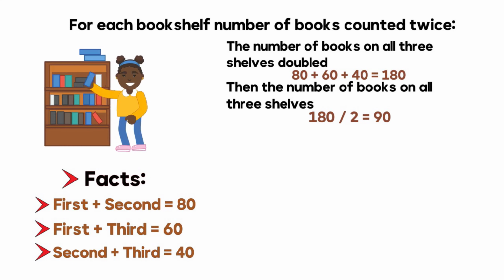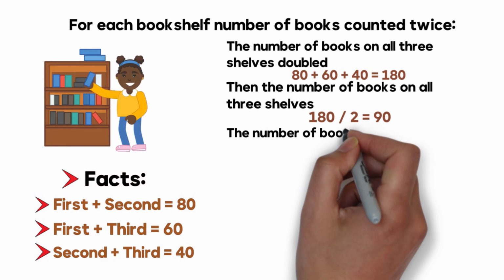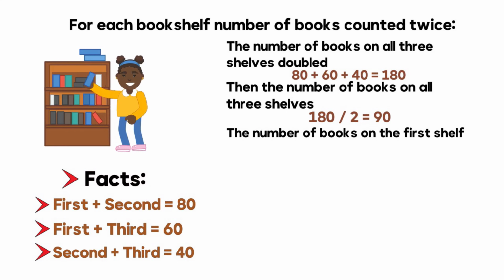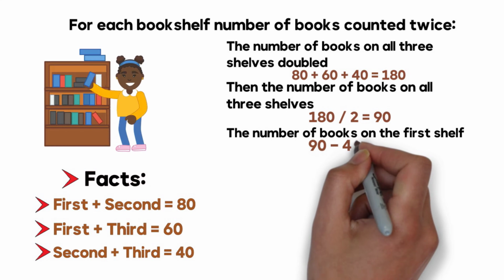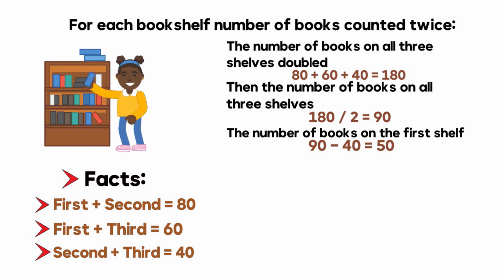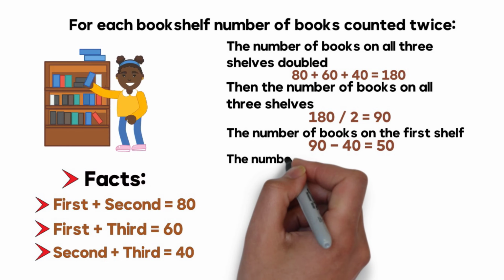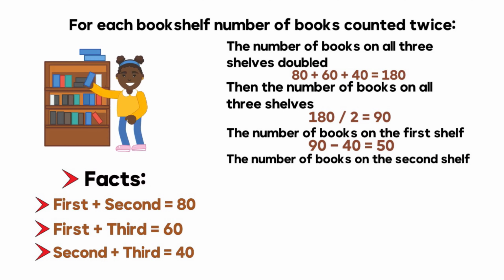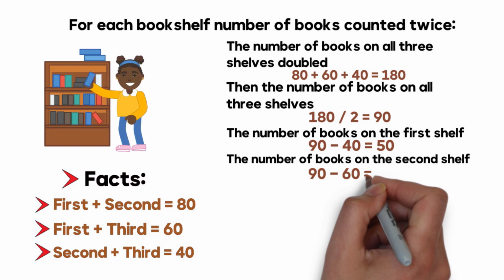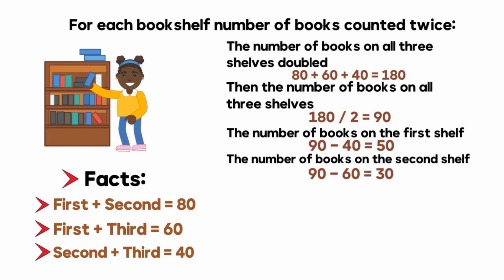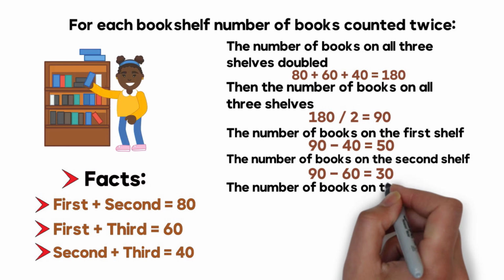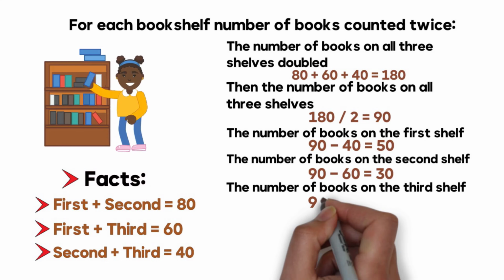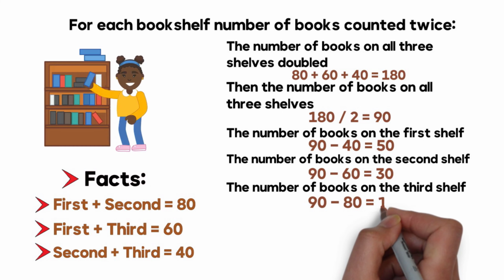So having this information handy and looking at the facts, we can calculate the number of books on each individual shelf. For example, the number of books on the first shelf can be calculated by subtracting 40 from 90, and the result will be 50. The number of books on the second shelf can be calculated by subtracting 60 from 90, and the result will be 30. And the number of books on the third shelf can be calculated by subtracting 80 from 90, and the result will be 10.